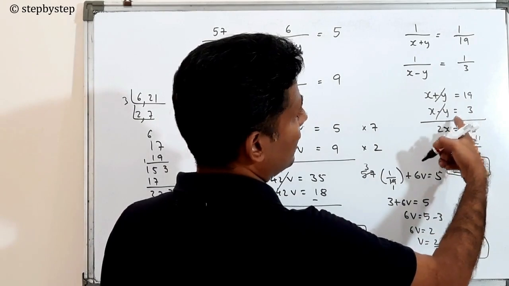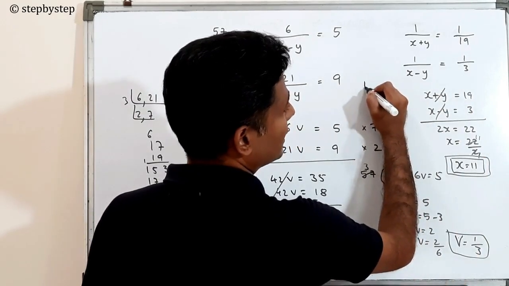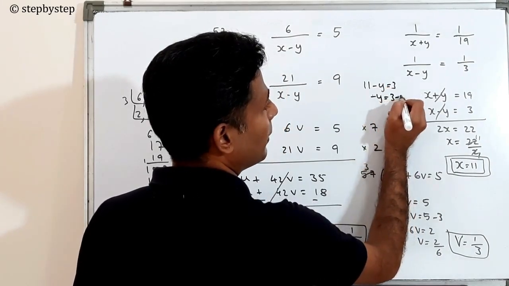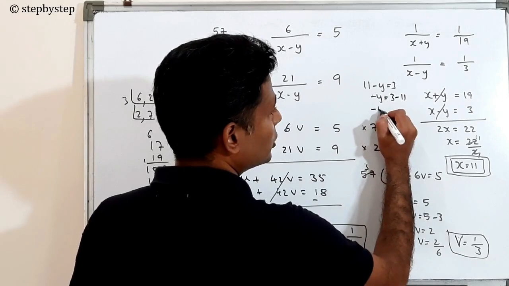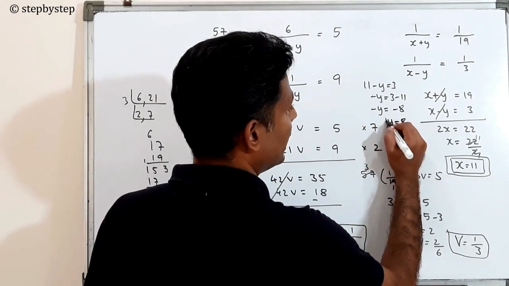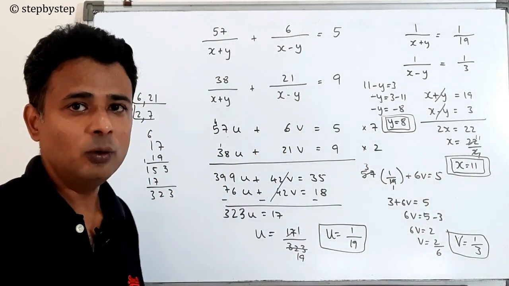I'll substitute it in the second equation. So what do I get? x minus y equal to 3, which means 11 minus y equal to 3, minus y equal to 3 minus 11. So minus y equal to minus 8, so y equal to 8. So we got y equal to 8 and x equal to 11.